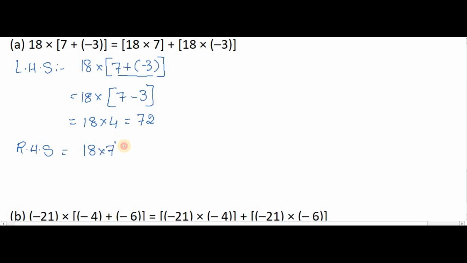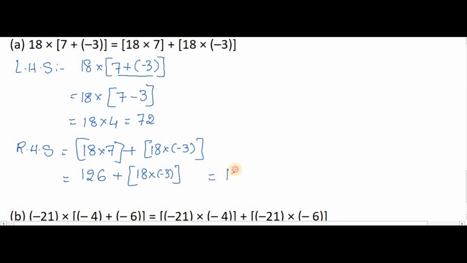18 into 7 plus 18 into minus 3. So 18 sevens are 126, plus here we have round brackets. 18 into 3 will be 18 3s are 54, plus into minus, 54. So plus into minus is minus: 126 minus 54.